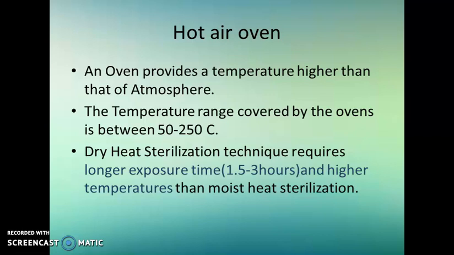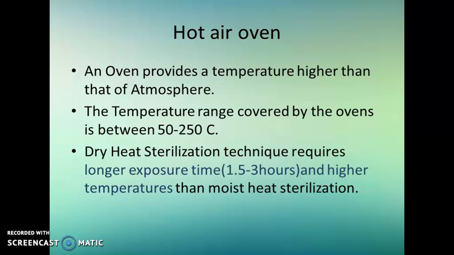So this hot air oven comes under the dry heat sterilization technique, because in the previous year we studied sterilization deeply. Sterilization can be divided into the dry heat method as well as the moist heat method. This hot air oven comes under the dry heat method.